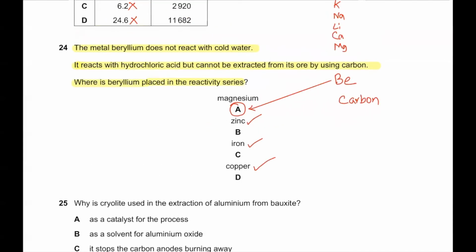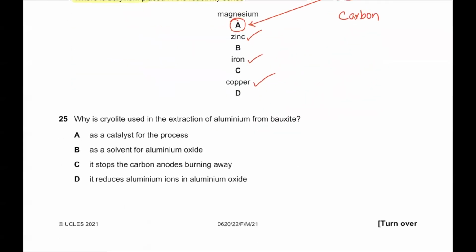Magnesium does react with water. Beryllium doesn't react with water, but it is above carbon. Question number 25. Why is cryolite used in the extraction of aluminium from bauxite?